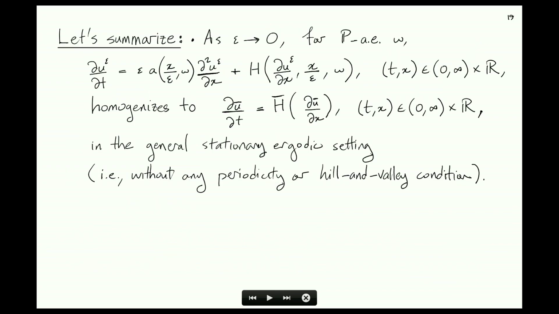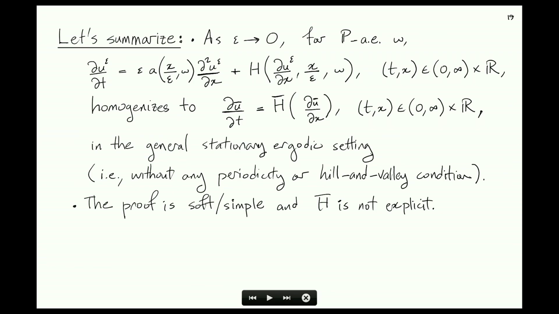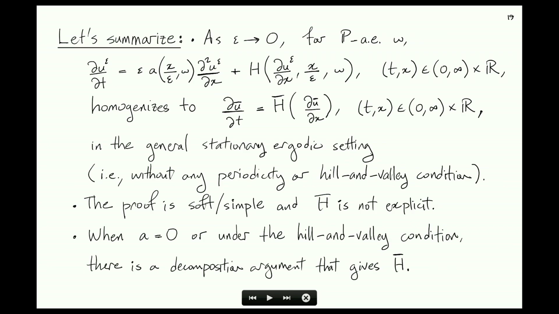So I just want to summarize. So as epsilon goes to 0, for p almost every omega, this Hamilton-Jacobi equation homogenizes to this inviscid one, like this, in the general stationary ergodic setting, i.e. without any periodicity or Hill Valley condition imposed. And the proof is rather soft and simple, but H bar is not explicit. However, when A is 0 or under the Hill Valley condition, then there is a more complicated decomposition argument that gives the effective Hamiltonian. So thank you for your attention.